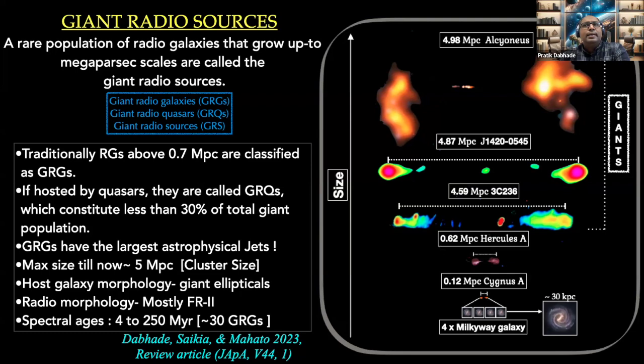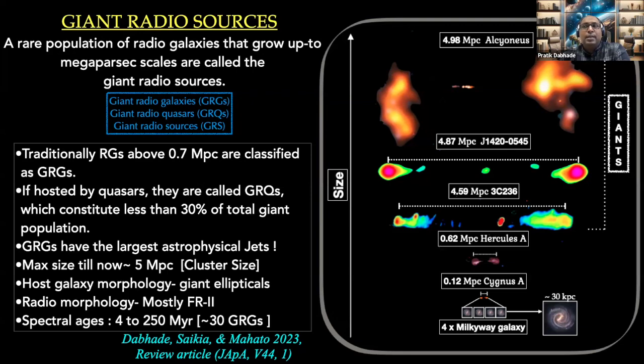Giant radio galaxies, like I said, are the megaparsec counterparts of normal-sized radio galaxies. On the right, you can see a size diagram showing how our Milky Way fares in comparison with the famous Cygnus A radio galaxy, and how big the giants really are. They are traditionally classified as radio galaxies greater than 700 kiloparsec. They are at times also hosted by a very powerful AGN called a quasar, and nearly 30% of the known population is hosted by them.